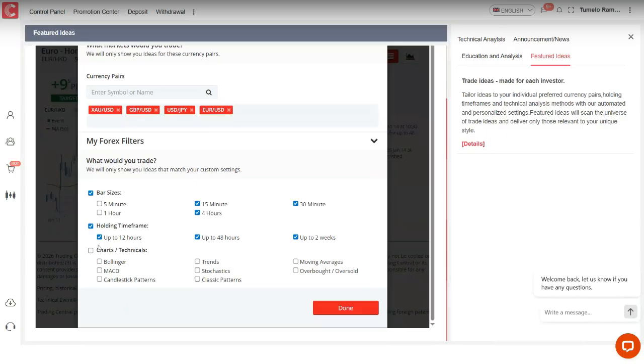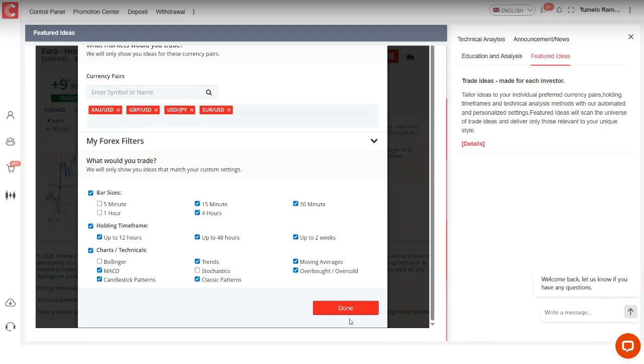And then under charts and technical analysis, what this does is it will only show you ideas that match your selected price action patterns. So if there are specific price action patterns or indicators that you use as a trader to look for trading opportunities, you can use Trading Central to help you filter those trade opportunities based on the specific patterns. So for example, if you use the MACD, maybe use candlestick patterns, you're looking for trends, moving averages as well, and let's say classic patterns as well. And then we'll add overbought and oversold, which is another common one that you use.